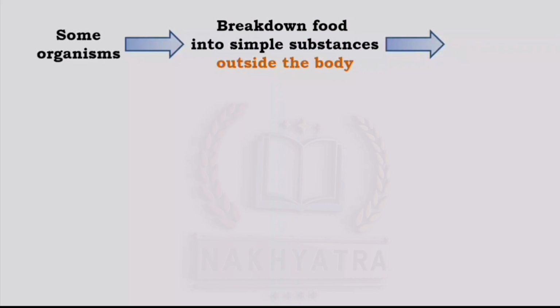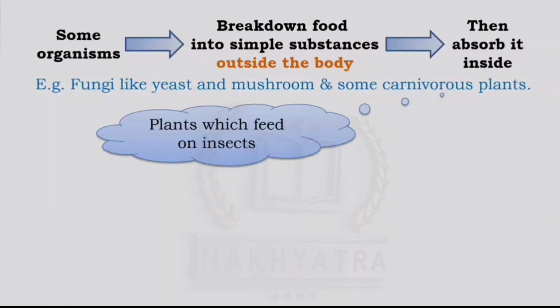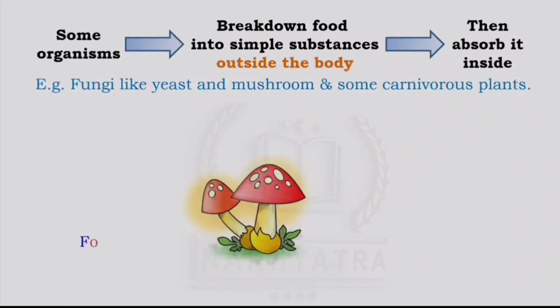Now see, some organisms break down food into simple substances outside the body, then absorb it inside. For example, fungi like yeast and mushroom and some carnivorous plants. Plants which feed on insects are called carnivorous plants. Let us see how, taking mushroom as an example. These are the food particles, and the mushroom releases enzymes. They digest food into simple substances and then absorb it. Can you see it?